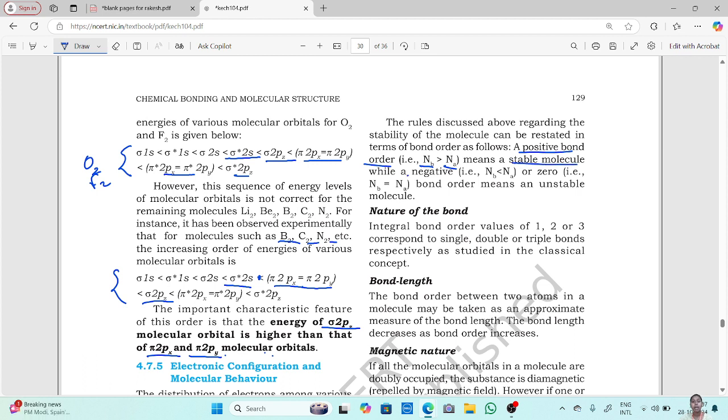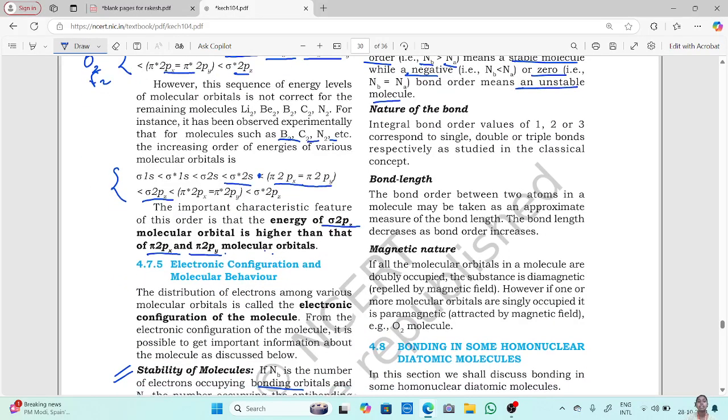If you have a negative bond order or a zero bond order, then that means you have an unstable molecule. That means your number of bonding electrons is less than the number of antibonding, or both are equal to each other. In these two scenarios, you get a negative or a zero bond order, which means your molecule is unstable.